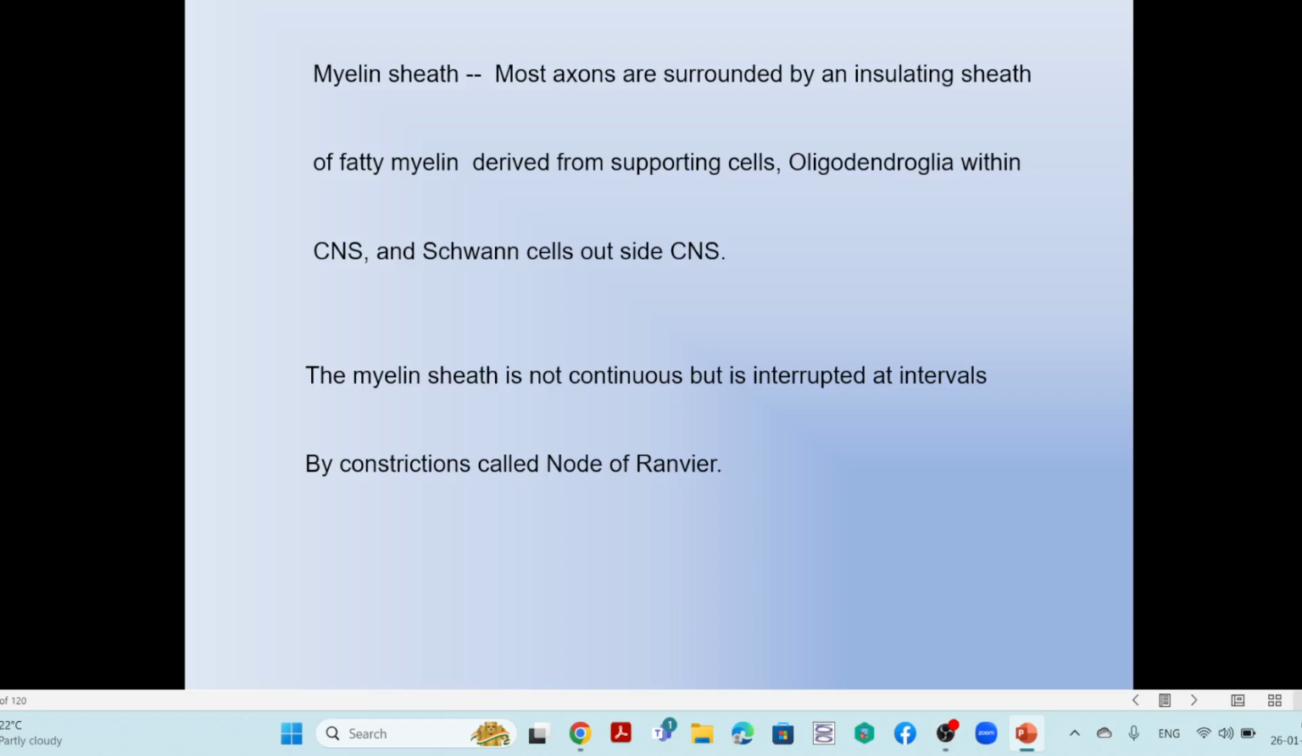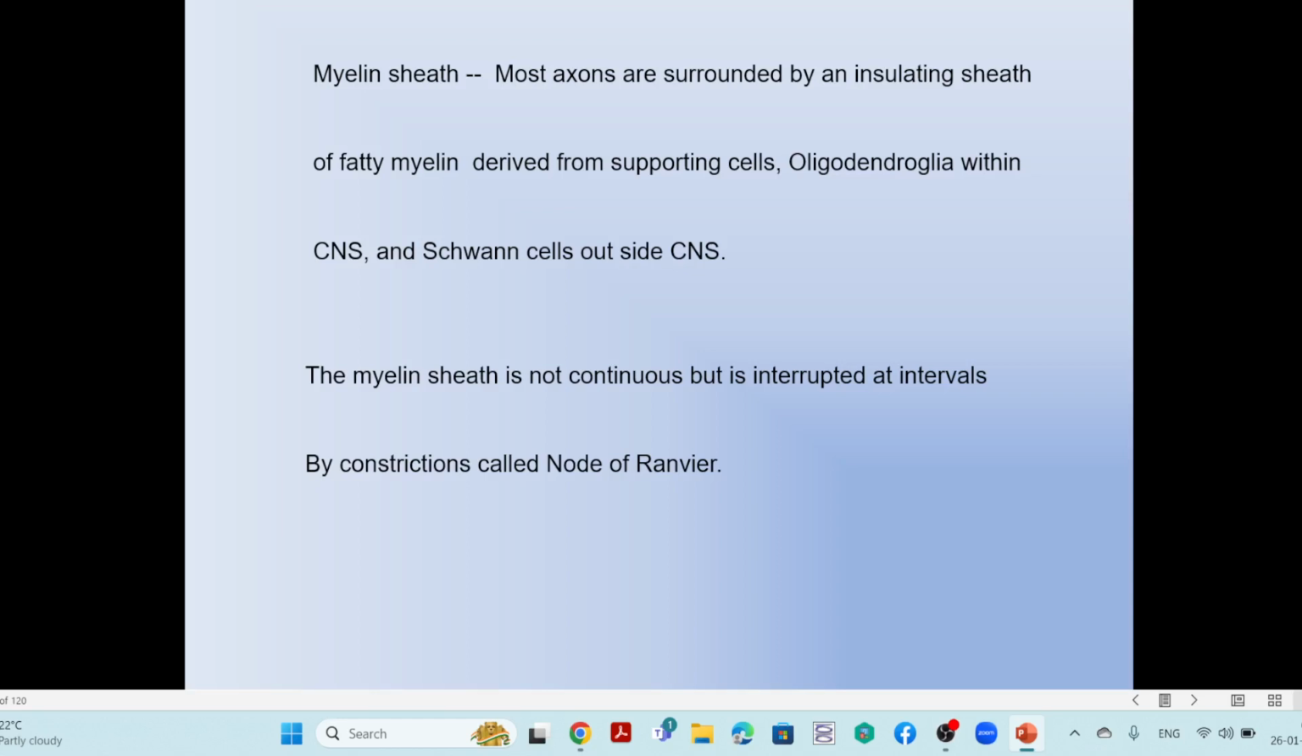The oligodendroglial cells are in the central nervous system, and Schwann cells are outside the central nervous system. These cells are called supporting cells. They help in the formation of the myelin sheath, and that myelin sheath covers the axons. It is an insulating layer that helps in the fast and clear transmission of impulses.